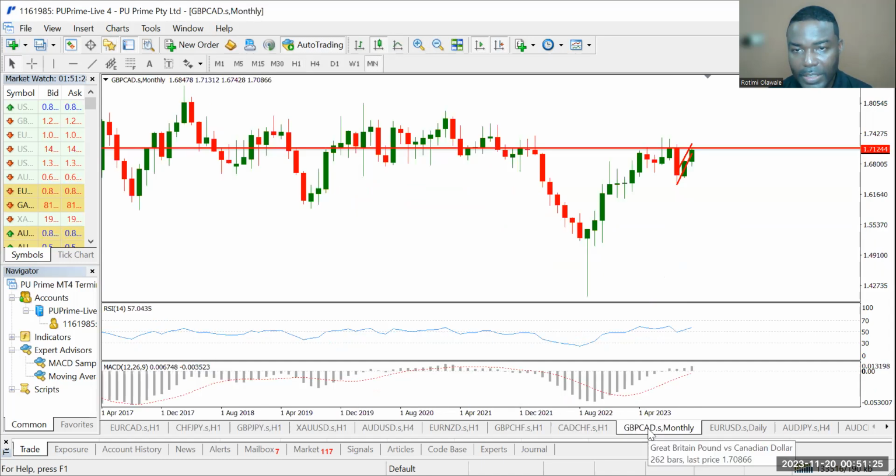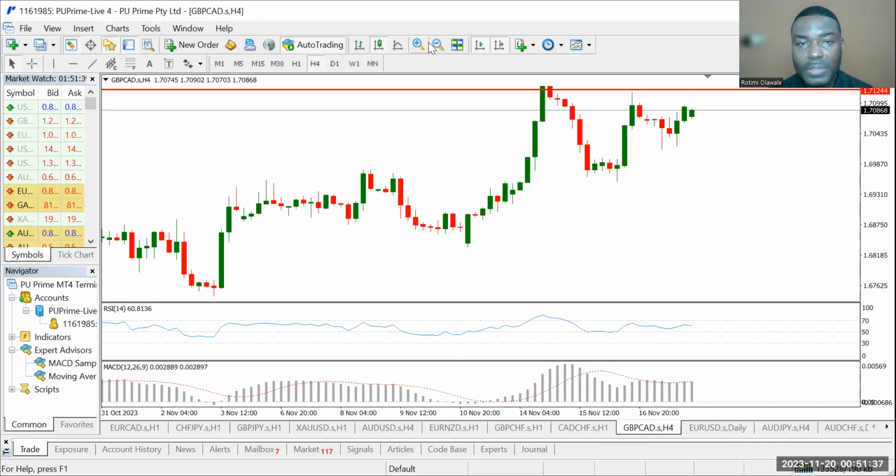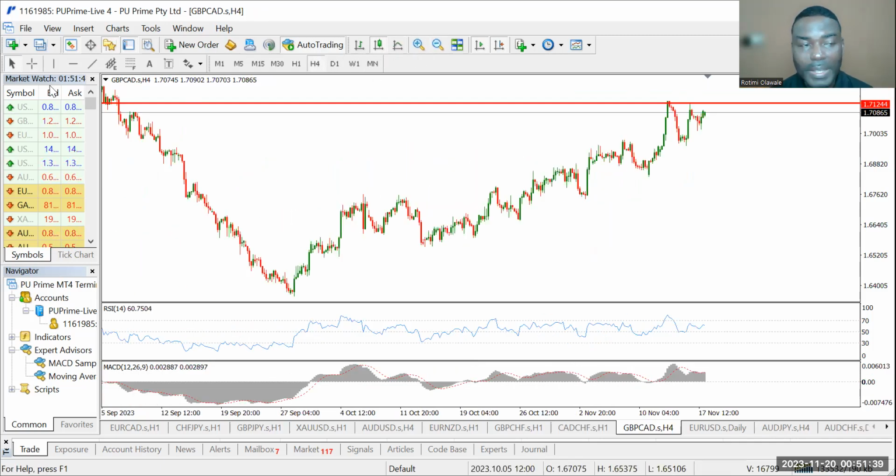Okay, so next I'll look at the GBPCAD. Now this is GBPCAD on the monthly time frame, and price currently is around a resistance level on the monthly time frame. So we zoom down to 4 hour time frame. This is what we have.